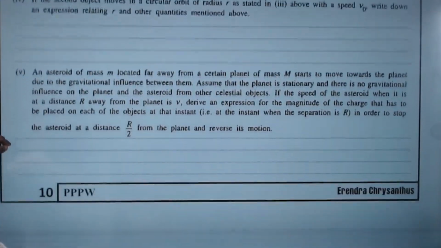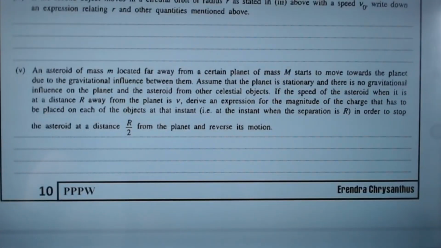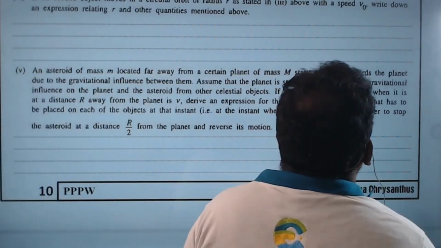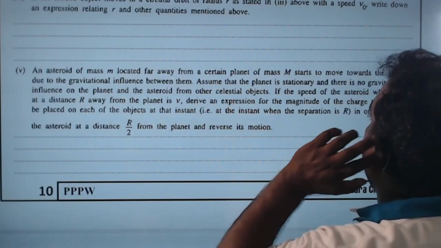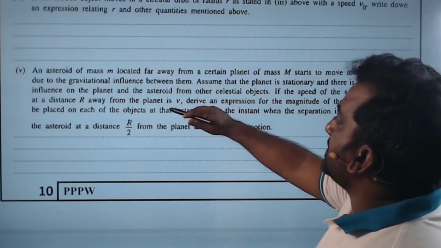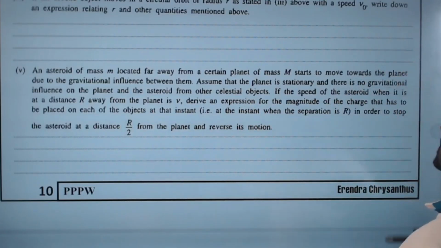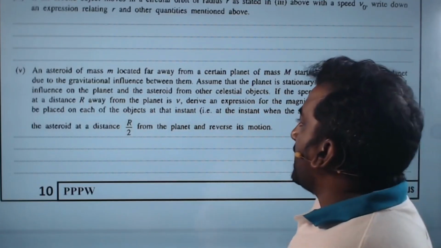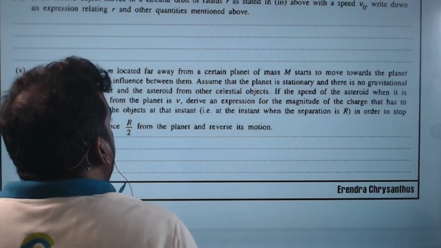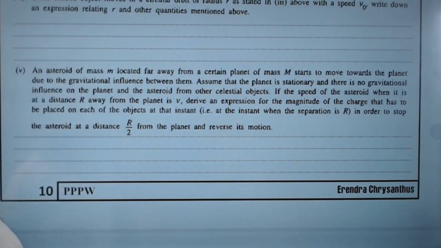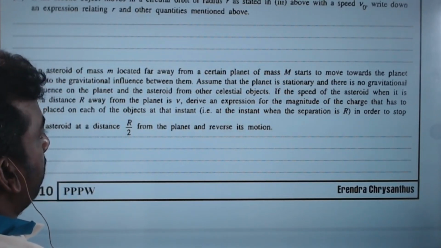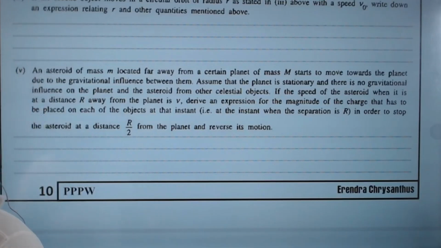Next one. An asteroid of mass m located far away from a certain planet of mass M starts to move towards the planet due to gravitational influence. Assume that the planet is stationary and there is no gravitational influence from other celestial objects. The speed of the asteroid when it is at a distance r is v. Derive an expression for the magnitude of the charge that is to be placed on each of the objects at that instant in order to stop the asteroid at a distance r over 2 and reverse its motion. Right.